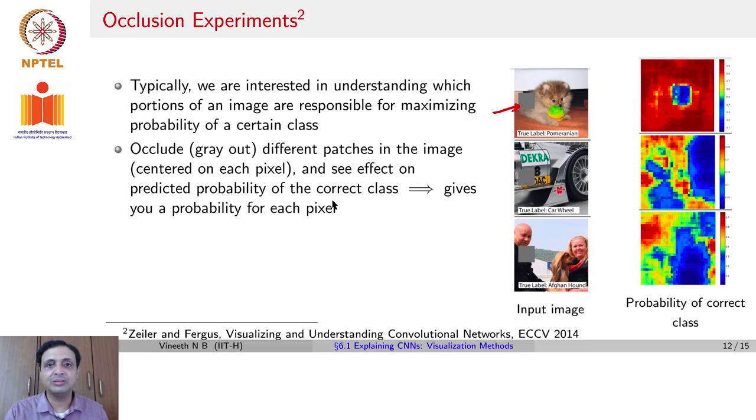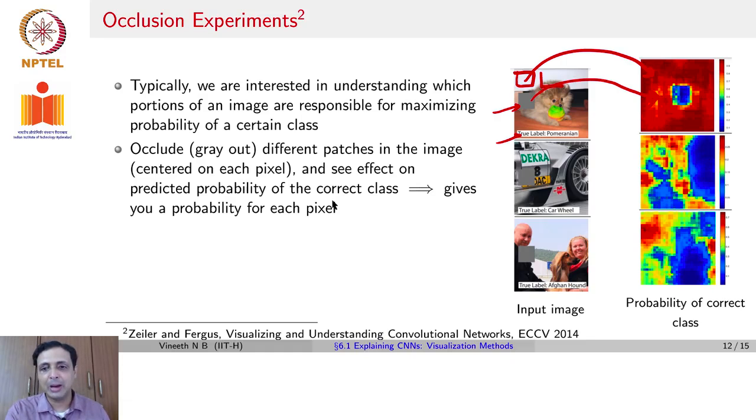So you occlude that part of the image, fill it with gray, and send the whole image as input to the CNN, and you would get a particular probability for the correct label, in this case Pomeranian. That is plotted as a probability in that particular location. Similarly, you would gray out a patch here, send the full image as input to a CNN, and get a probability for a Pomeranian. How do you get the probability? As the output of the softmax activation function, and that probability value is plotted here in this image.